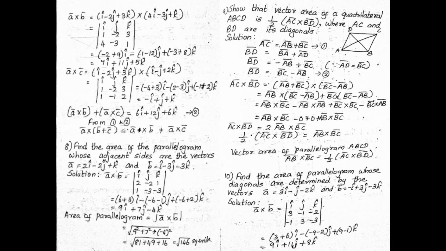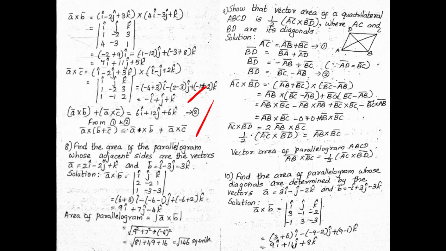So a cross c is equal to, write down the a cross c in the first row ijk, then in the second row coefficient of a vector, and in the third row coefficient of c vector. So we get, solve this determinant, we get minus i plus j plus k. So a cross b plus a cross c is equal to 6i plus 12j plus 6k. This is second equation. From 1 and 2 we get a vector cross b vector plus c vector is equal to a vector cross b vector plus a vector cross c vector. Hence the problem is proved.